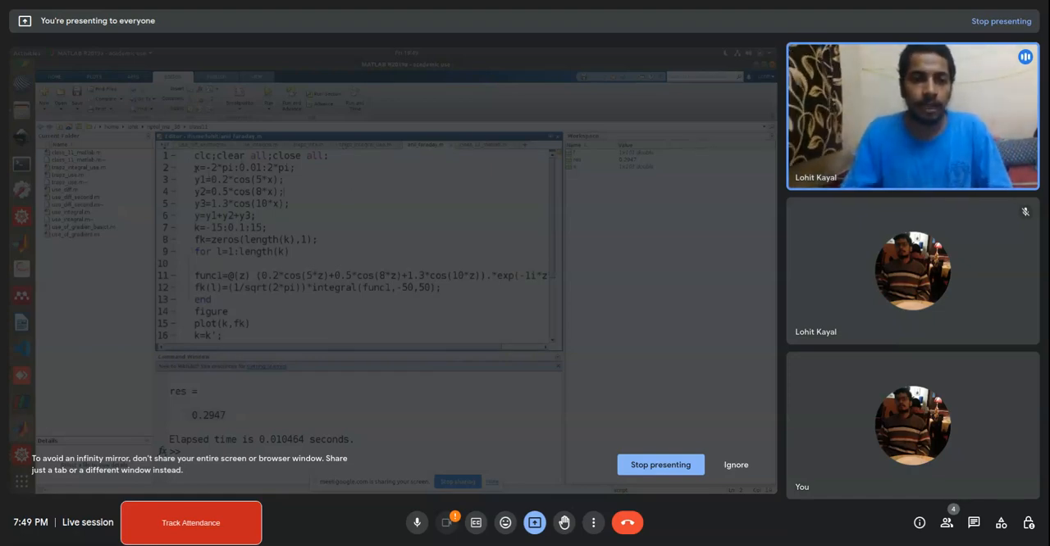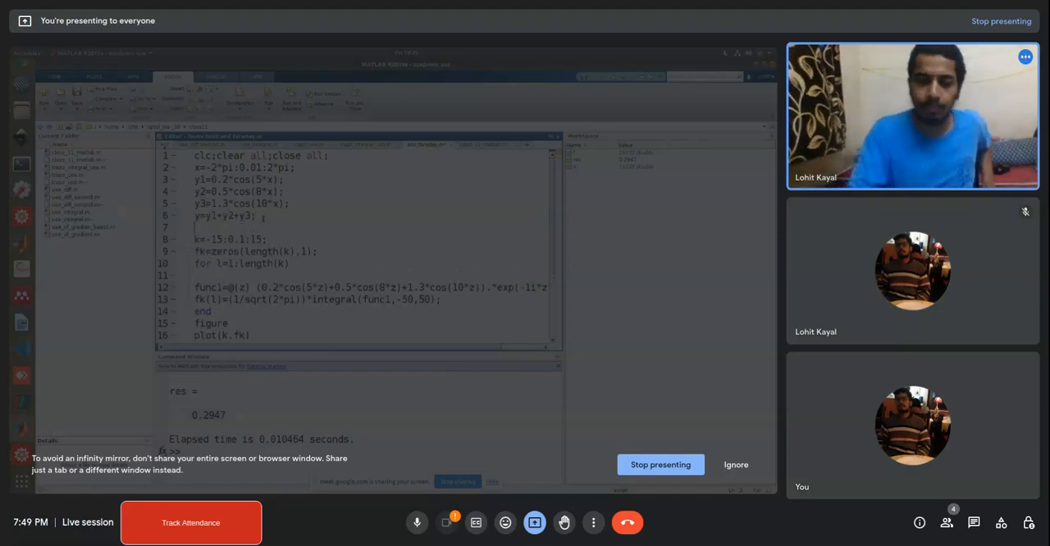So here I have defined the range of x. The x is varying from minus 2 pi, with 0.01 as my step size, up to 2 pi. This is y1. Here instead of sine I am using the cosine function, but both of them will give me a similar answer. So y1 is 0.2 cos of 5x, y2 is 0.5 cos of 8x, and y3 is 1.3 cos of 10x. And y is the summation of these three.